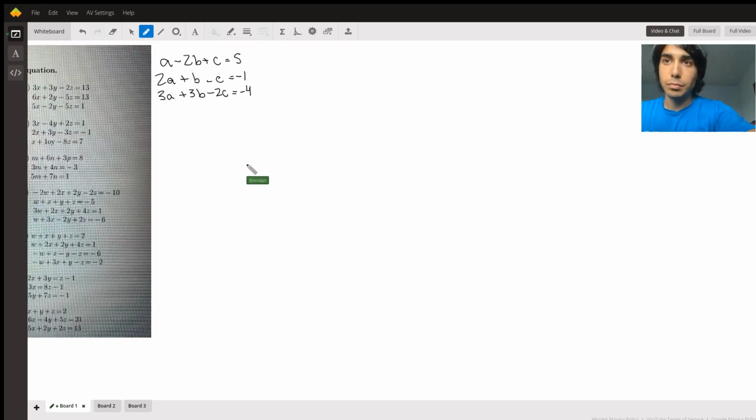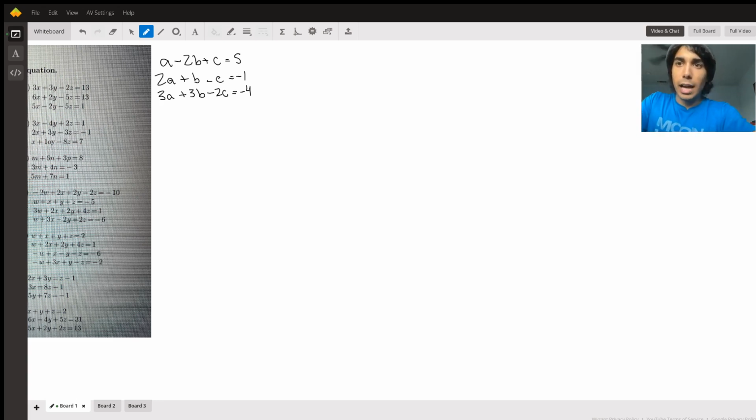Okay, so here's the first one. There wasn't a whole lot of space on the page, so I just went ahead and rewrote them down again, and I'm going to work through them over here on the side. All right, so this is problem number 1. Again, remember what we want to do. We want to eliminate a variable.